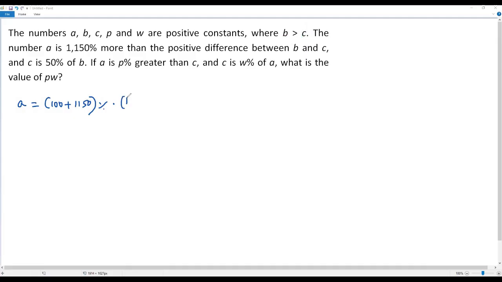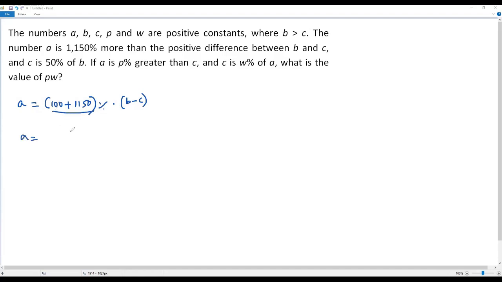That is, b negative c represents the positive difference between b and c. Okay, here I have written the statement. That is, a number a is 1150% more than the positive difference between b and c. Okay, now let me continue in the next step.